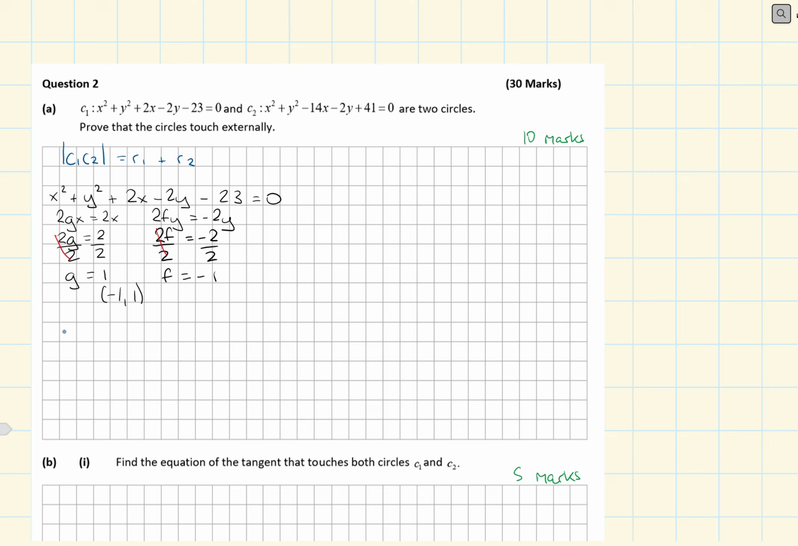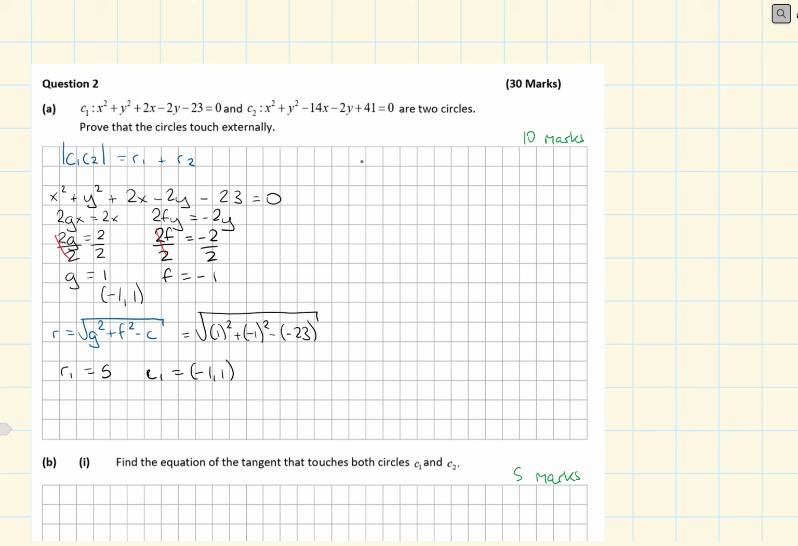And for the radius, it's the square root of g squared plus f squared minus c. So that's the square root of 1 squared plus minus 1 squared minus c. So my radius 1 we'll call it. Safest just to put it all into your calculator. You can do it in your head if you're comfortable, but just to reduce the risk of any error, best to put it into the calculator. So radius 1 is 5, center 1 is 1, 1.